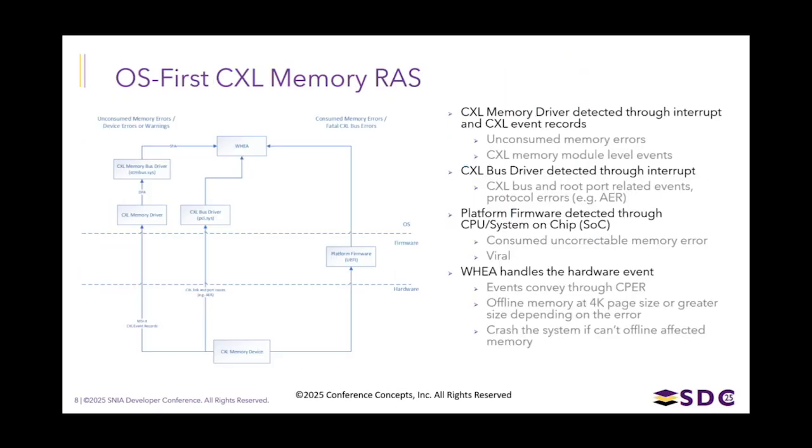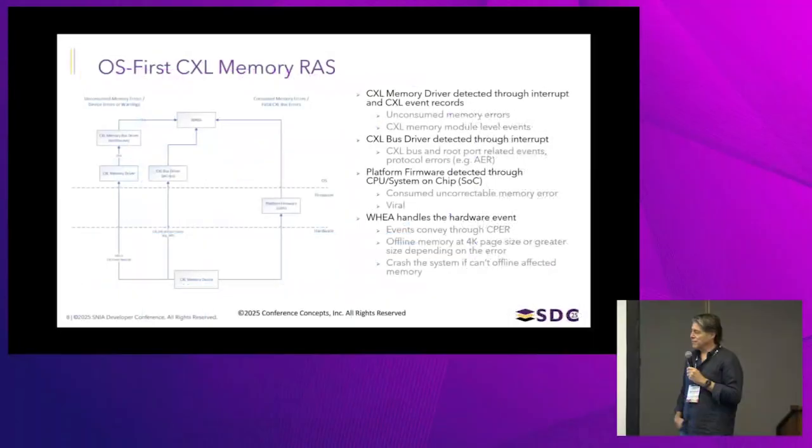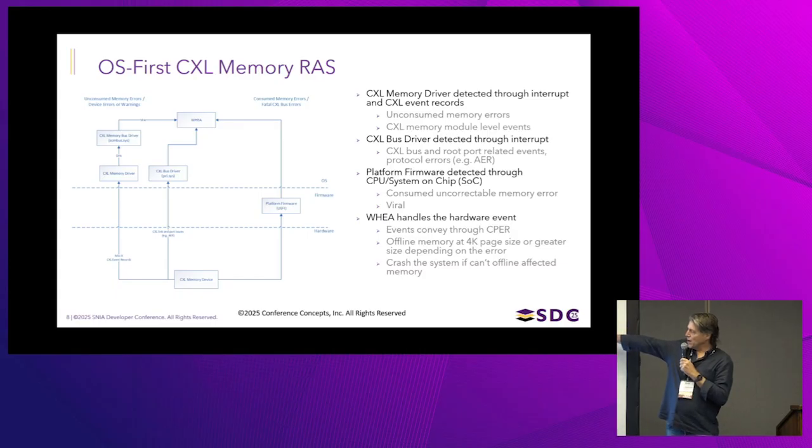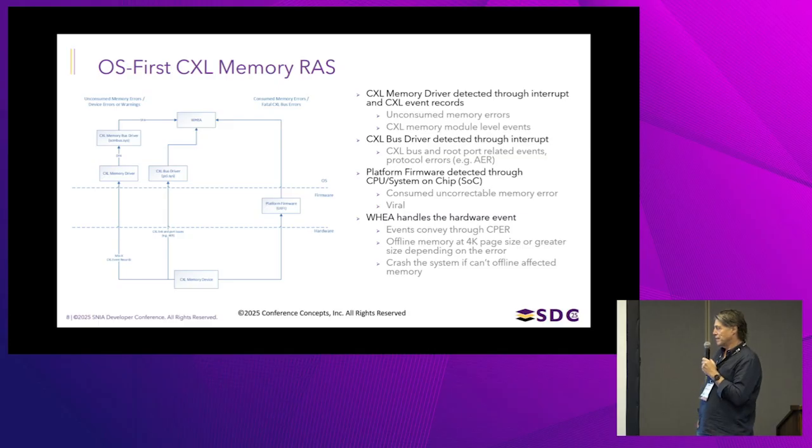All right, let's talk a little bit about RAS and OS-first RAS. What do we mean by OS first? Well, in general, it means that instead of the platform firmware handling all of the events and reporting them, we are going to get the events directly in our memory device driver and act on those via MSI, MSI-X. And so some of the RAS things that we're concerned about are unconsumed memory errors and memory module events, and I'll talk more about these in a minute. And these are all detected through interrupts that are generated by the device directly to the device driver.